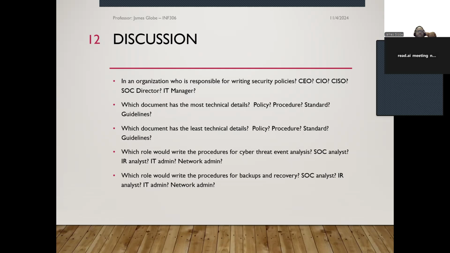Which documents have the most technical detail: policy, procedure, standard, or guidelines? That would be your standards and guidelines, which would be the most technical out of those. Which document has the least technical detail? That would be, of course, a policy, which is at the organizational level. Which role would write procedures? Usually that's someone in your IT organization or a network administrator that would actually write procedures.